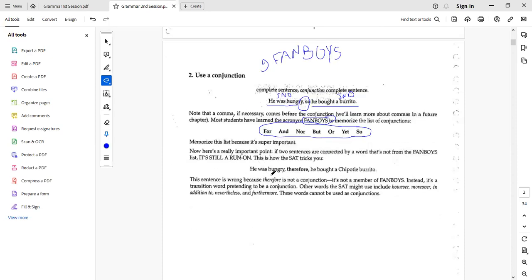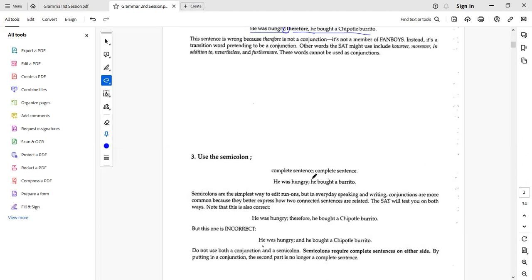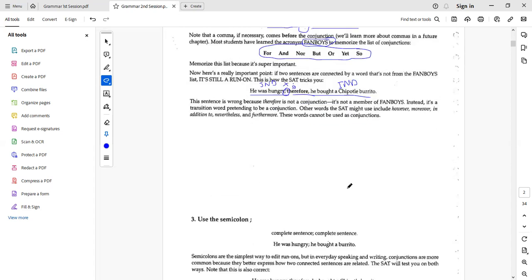Let's look at this sentence. He was hungry, independent. He bought a chipotle burrito, independent. What about therefore? Therefore is an adverb. It also acts like so, but it will not be one of the FANBOYS. So it acts with the second sentence, and when we start the sentence with an adverb, we put a comma after it. So the problem here, this is wrong now. It's a run-on. So what we're going to do is put a semicolon here and leave therefore. So it's going to be: he was hungry; therefore, he bought a chipotle burrito.